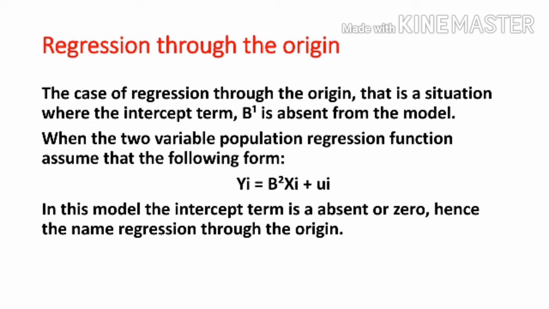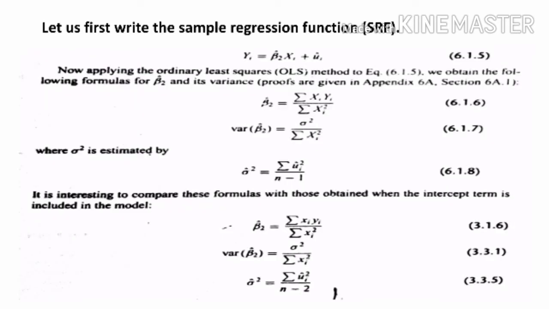When the two variable population regression function assumes the following form, yi is equal to beta 2 xi plus ui, beta 1 is absent. In this model the intercept term is absent or 0, hence the linear regression through the origin. Let us first write the sample regression function, SRF: yi is equal to beta 2 hat xi plus ui hat.